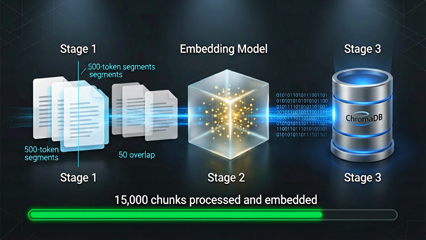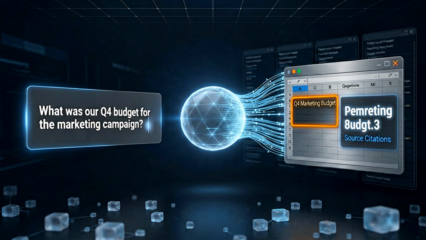Step 3. Ingest your data. Use Llama Index or LangChain to chunk, embed, and store your documents. Now your clone has a memory. Ask it anything about your work, and it retrieves the exact relevant information.